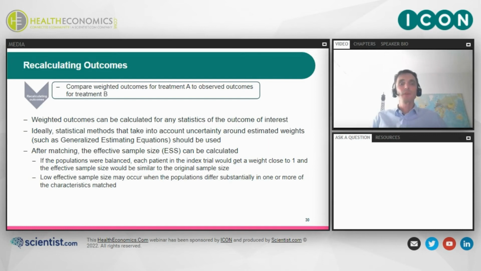After matching, you can then calculate the effective sample size. And this is overall a measure that reflects the impact of weighting on the sample size. You will see that if the populations were balanced, each patient in the index trial would get a weight that is close to 1. And that means the effective sample size would actually be very similar to the original sample size. A low effective sample size, on the other hand, may occur when your populations differ substantially in one or more of the characteristics being matched. And this is then the flip side of the coin, which comes along with correction for bias.